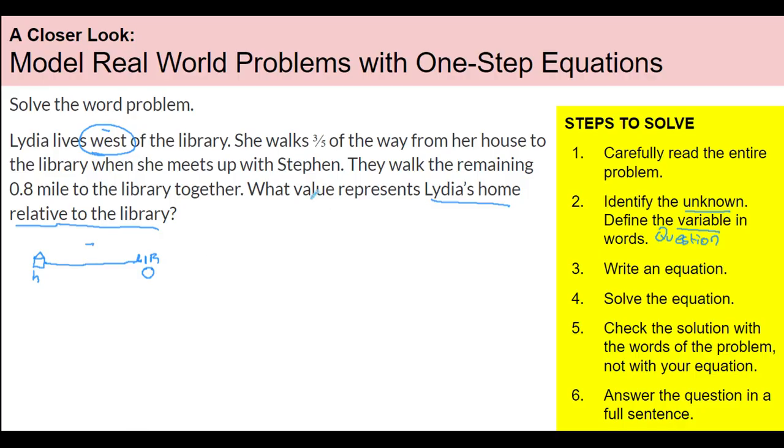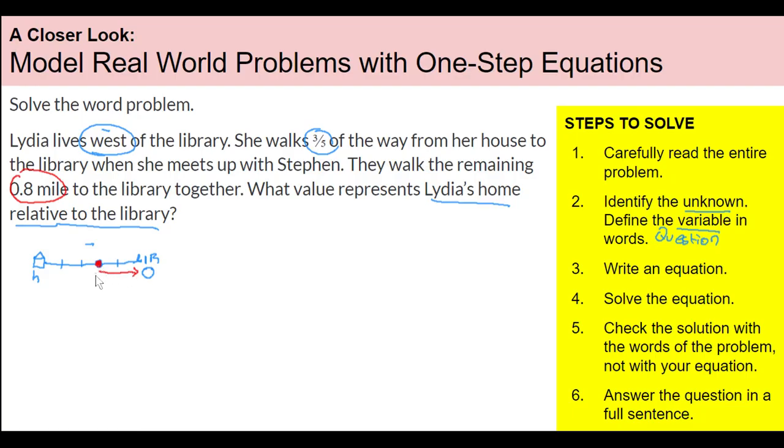So it says if she's at her home, she walks 3/5 of the way. If I cut this into fifths, 1, 2, 3, 4, 5 sections. So she walks 1, 2, 3/5. This is where they meet up. I'll put that in red. And they meet up, and then they walk the rest of the way. The rest of the way is 0.8 miles. So from the red dot to the library, 0.8 miles.